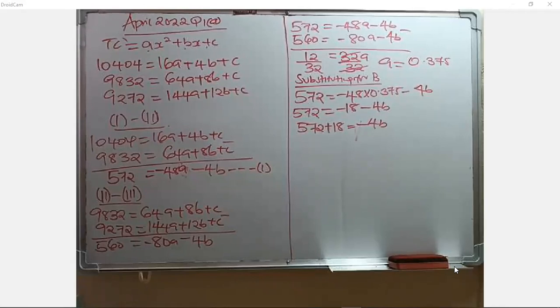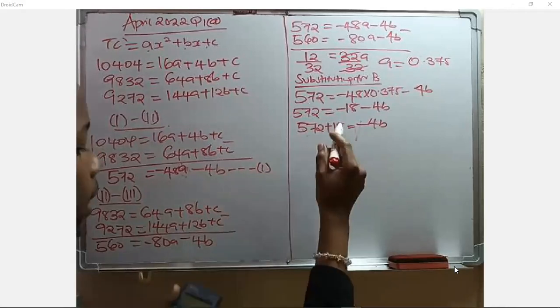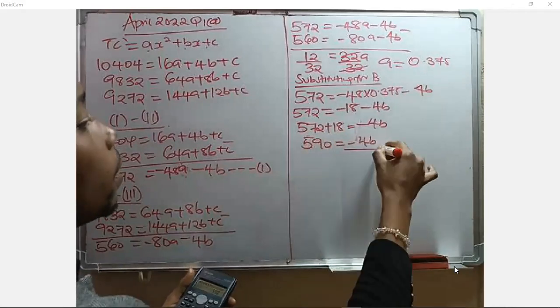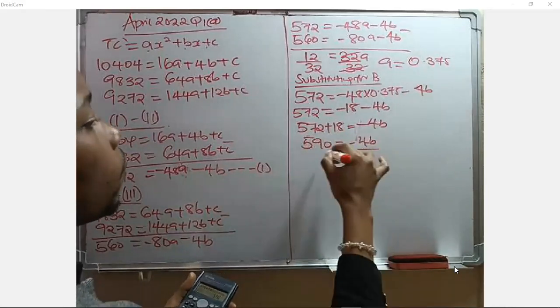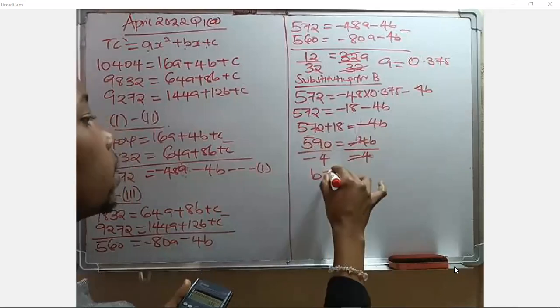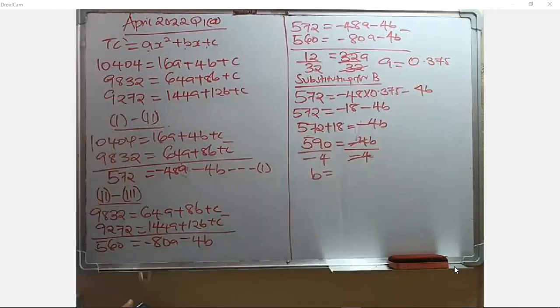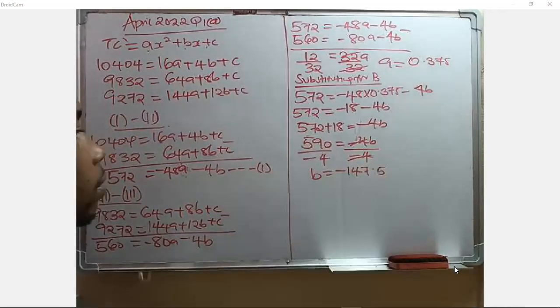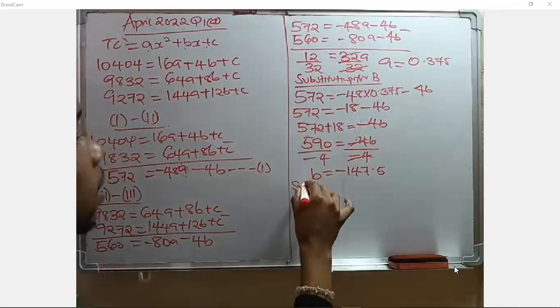So 572 plus 18, we are getting 590, which equals negative 4B. My B is divided by negative 4. We are getting negative 147.5.